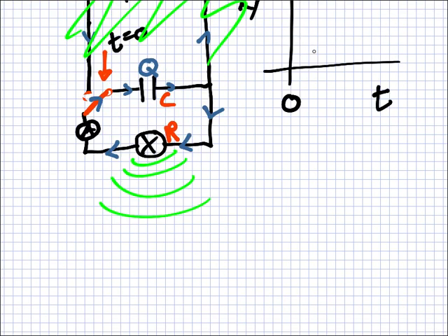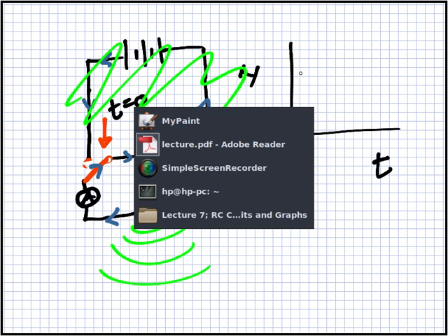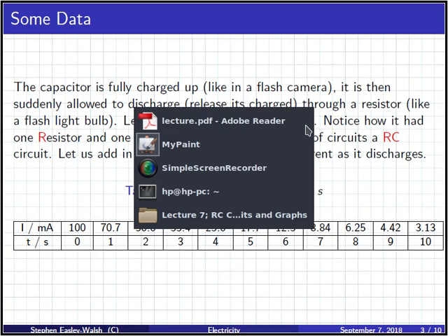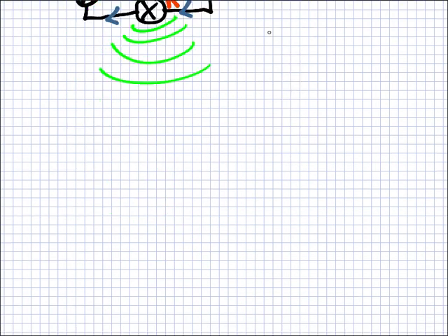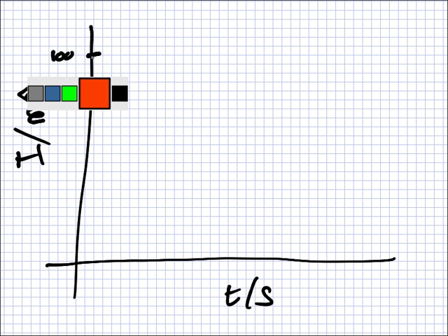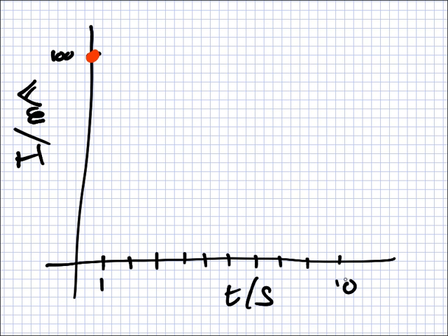So if I was to draw that, what have we got first? 100. So we'll make this 100. And we go up to 10. Let me draw it properly: time in seconds, current in milliamps, and we'll make that 100 milliamps. So it starts here, and we go 1, 2, 3, 4, 5, 6, 7, 8, 9, 10. Okay, so we start off with 100.